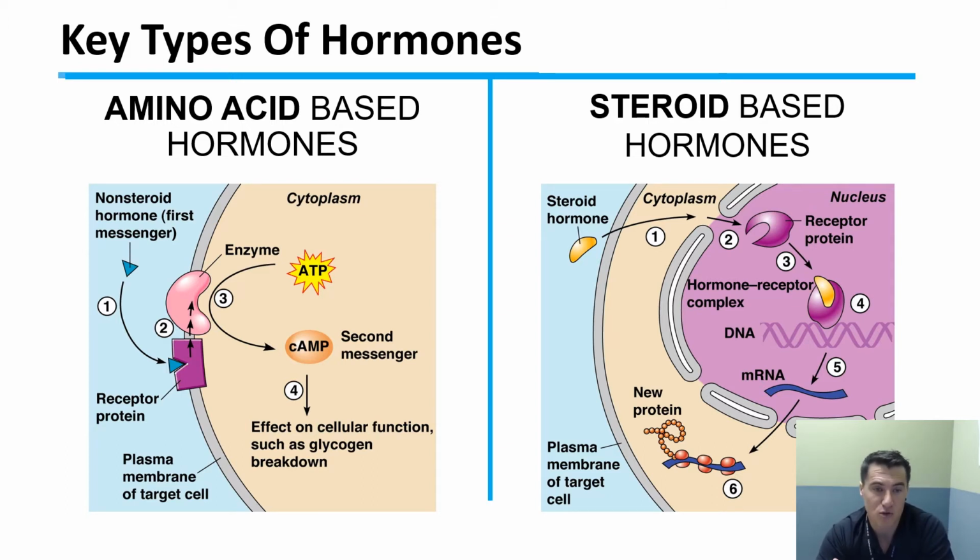The steroid-based hormone is represented by that banana-looking thing. It's fat-soluble, so it's made of cholesterol lipids. It can diffuse directly through that cell membrane, and it will actually move right into the nucleus of the cell to create its function. So in this example, it's a hormone that has triggered protein synthesis.